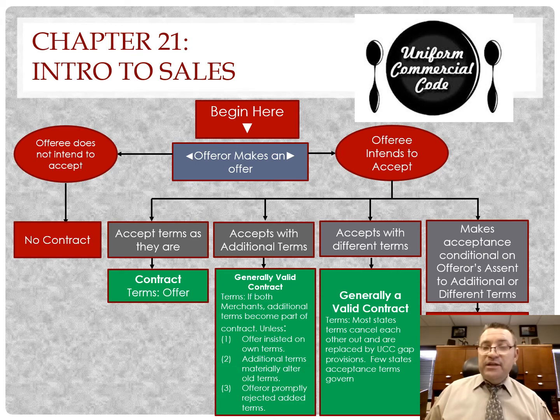If we go the other way, the offeree intends to accept, we have 4 different boxes. There are different things that can happen. One, they can accept terms as they are. Boom, we have a contract. We know exactly what that contract is based on those terms. We can accept with additional terms. We talked about a situation on the tires in which one person could have a delivery date on it. If they're both merchants, then additional terms become part of that particular contract, unless, as I've got there, those 3 reasons. There are different terms. It's generally a valid contract. Most states would still have that contract, but they cancel out those different terms.